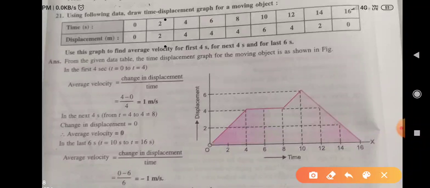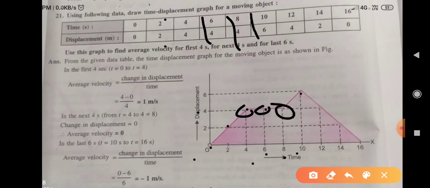Fine. We will just place the points on the particular positions, first here, second here, third. At 4 seconds the body's displacement was 4. At 6 seconds the body's displacement was 4 only. At 8 seconds the displacement of the body was 4. At 10 seconds, 6. Accordingly we just place the dots and later on we join these dots. We joined all these dots and later on we got a graph like this.